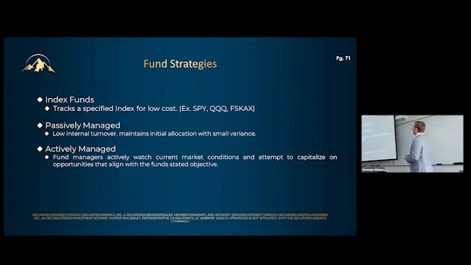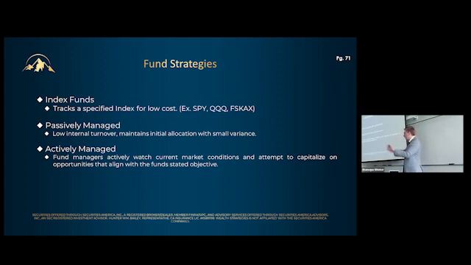So when we talk about fund strategies, there's a couple of different things that we can do, but we'll just break them down into a couple simple categories. The main two are passively managed and actively managed. We have index funds shown separately, but those are really just passively managed funds. Passively managed funds usually have very low internal turnover. We're not buying and selling a whole bunch of different stocks, and we maintain our initial allocation with a little bit of balance.